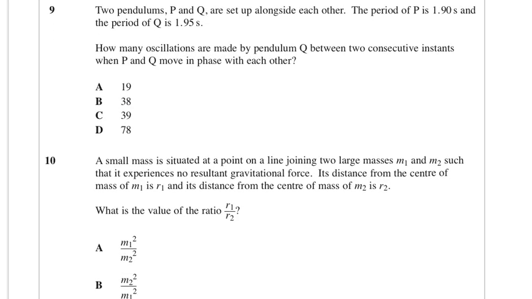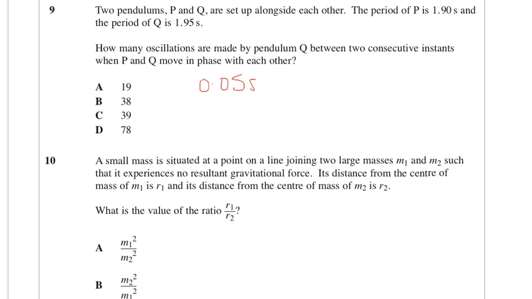Two pendulums, P and Q, are set up alongside each other. The period of P is 1.90 seconds and the period of Q is 1.95 seconds. How many oscillations are made by pendulum Q between two consecutive instants when P and Q move in phase with each other? Okay, so by the time Q has completed one full oscillation, the P pendulum will be 0.05 seconds into its new oscillation.